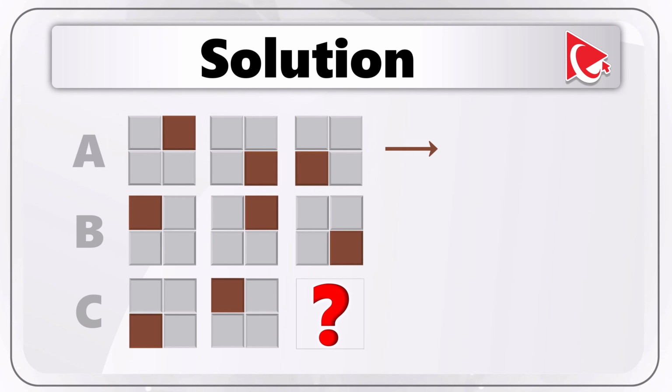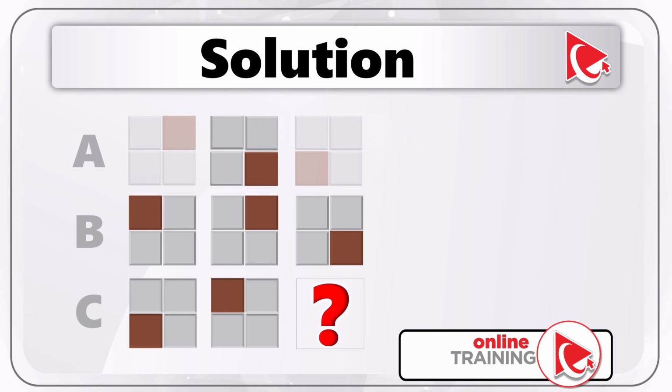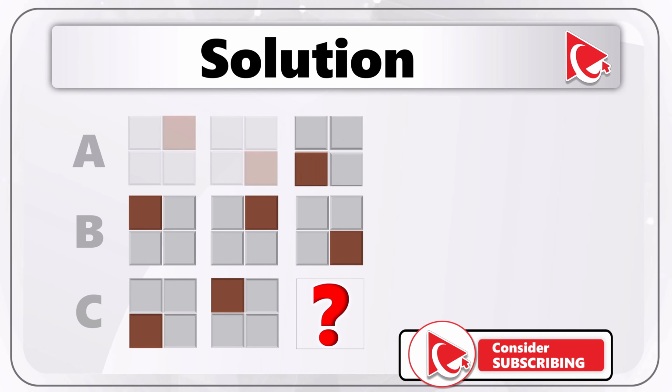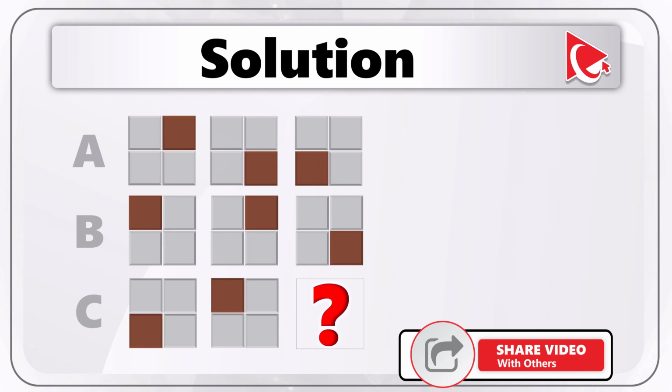From left to right, the darker square shifts clockwise when we go to the next item. For example, in the leftmost column, the darker square is in the upper right, then it shifts to the lower right, then it shifts to the lower left. If you look closely, the pattern continues in row B.